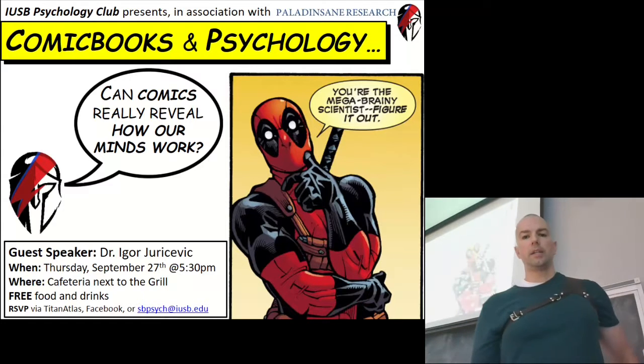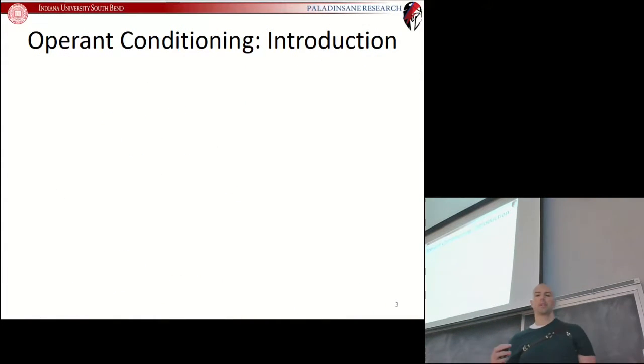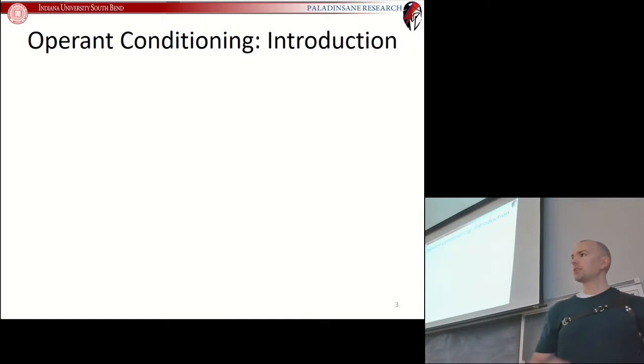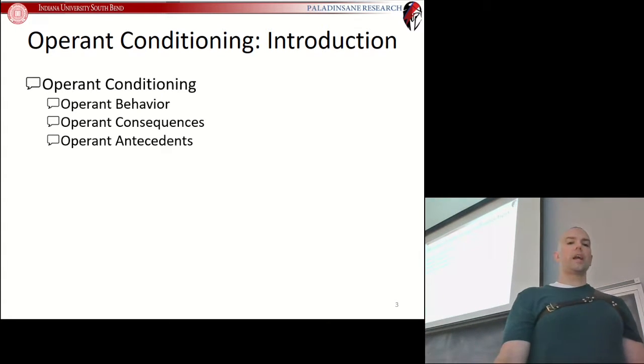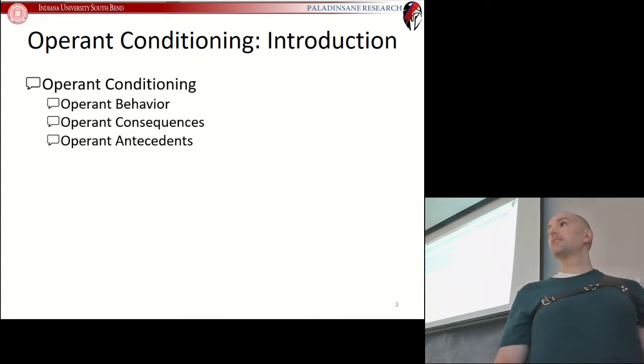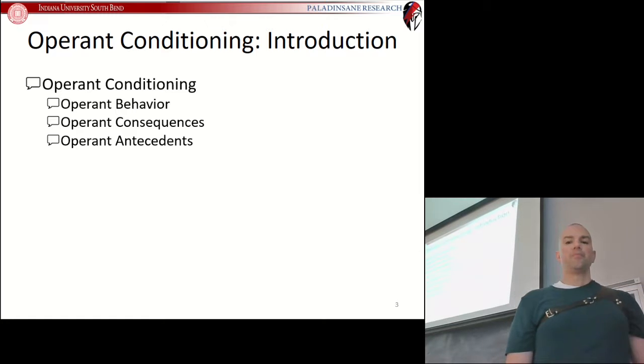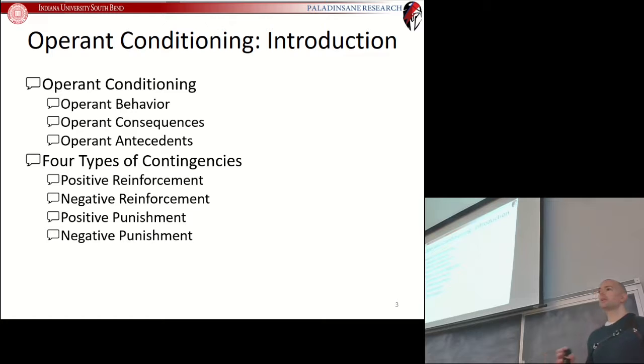All right, so today we're going to be taking a look at operant conditioning. Again, we've been dealing with classical conditioning. I mentioned before that classical conditioning is one of the two major types of learning that have been studied. Operant conditioning is the other one. We'll define some terms: operant behavior, operant consequences, operant antecedents. And then we'll take a look at the 4 types of contingencies: positive reinforcement, negative reinforcement, which everybody in popular culture gets wrong, positive punishment and negative punishment, and then finally have a word on shaping.